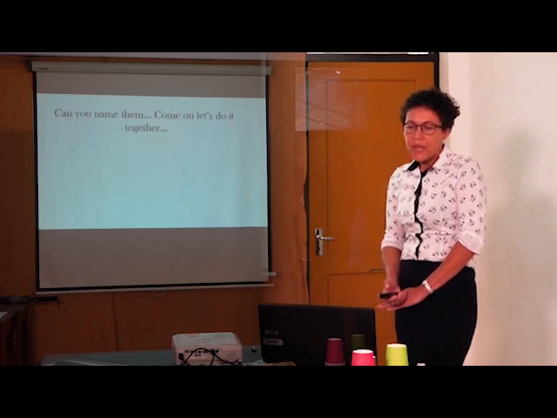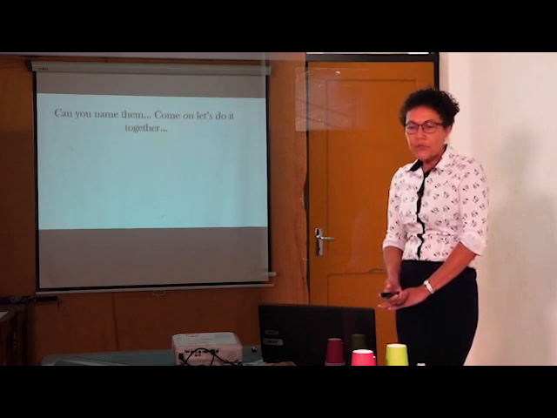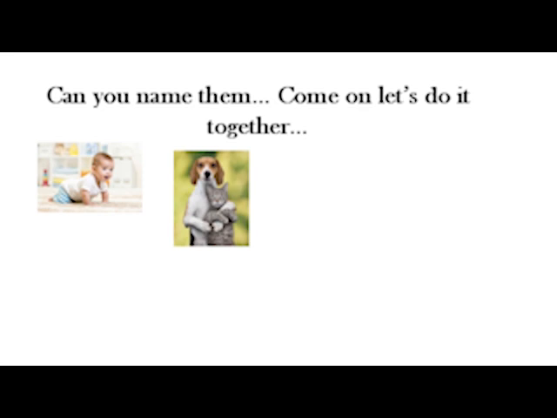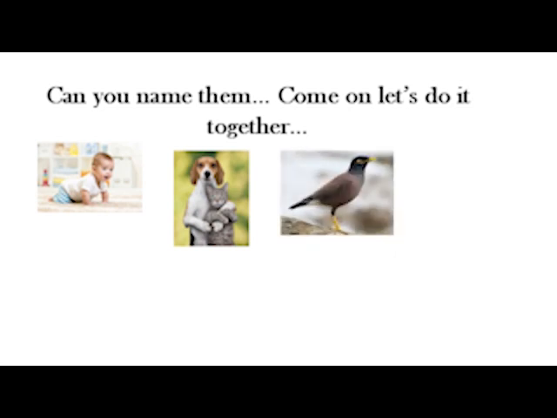Now, we have some pictures. Can you name them? And we will do it together. What can you see now? That's a baby. The baby is crawling. That's a nice one. Two together, a dog and a cat. A bird. Do you know that bird? That's a myna bird.